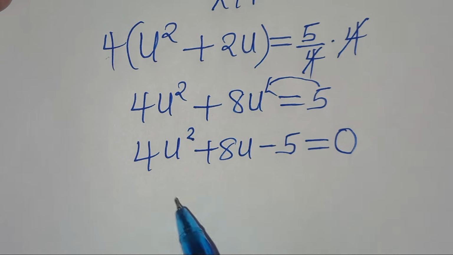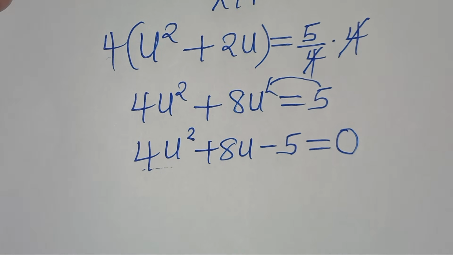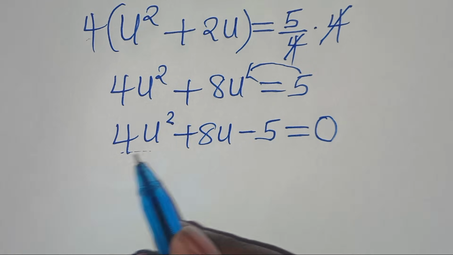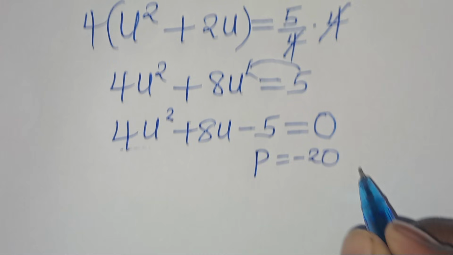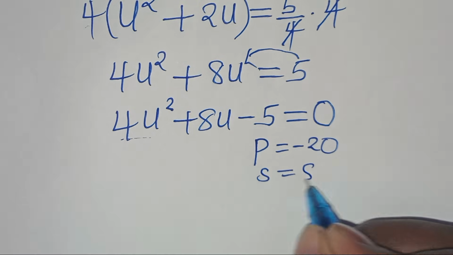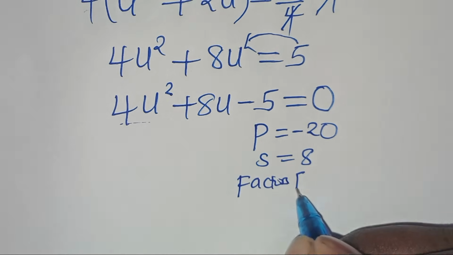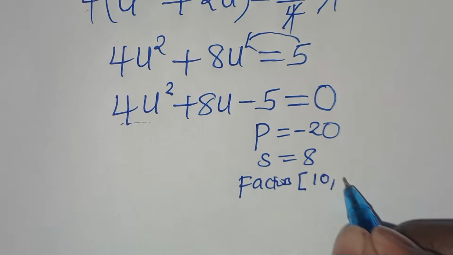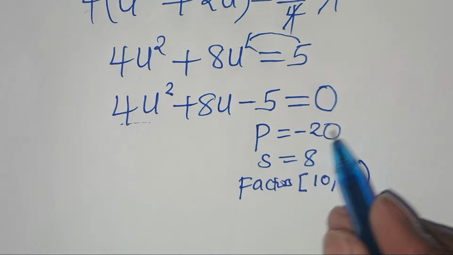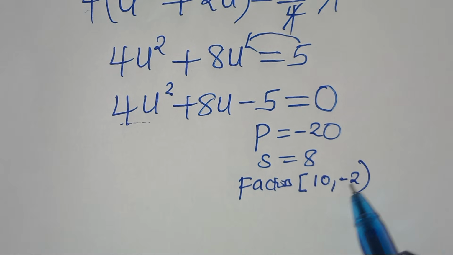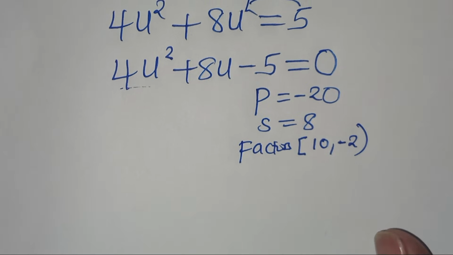Now, this is a quadratic equation that we can solve by the factorization method. We have the product equal to negative 20 and the sum equal to 8. So let's identify these two factors. We have 10 and negative 2. If we say 10 times minus 2, this is minus 20. 10 plus minus 2 is equal to 8.